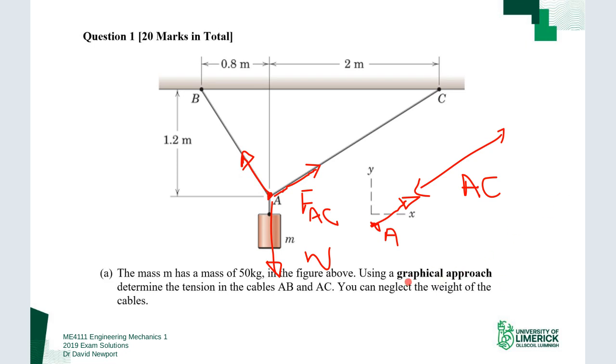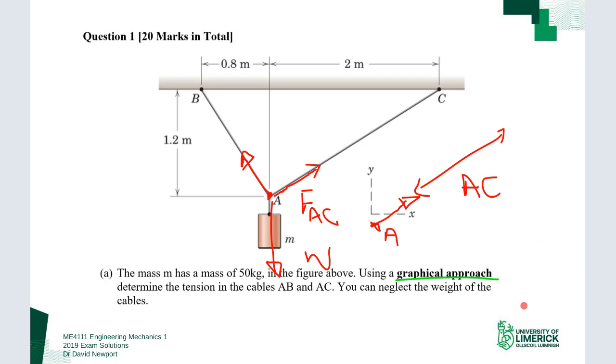In this question, we're told to use the graphical approach, and for that, you need to have your protractor, your compass, etc., your drawing tools. A cheap mathematical set will do. It doesn't need to be anything fancy. If you're absolutely stuck, you can sketch this out. So if you didn't have those materials, you could have done that.